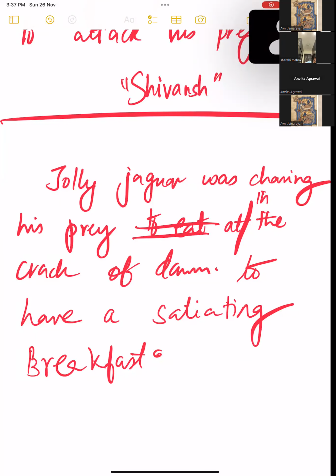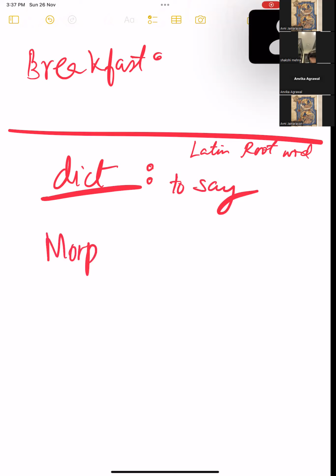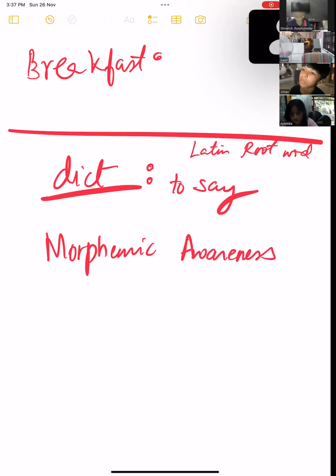Now, remember, this is the last thing and we're going to wind up in 5 minutes. We know the meaning of dict. Do you know what dict means? Aradhya, I will read your word. We discussed dict in the last class, which is a Latin root word. Dict means to say. Now we are discussing morphemic awareness, which means how the knowledge of a root word can help you understand the meaning of new words.